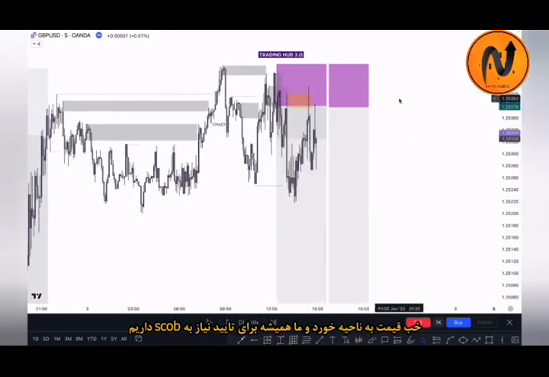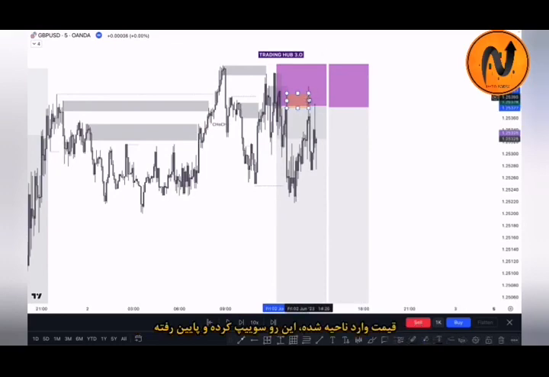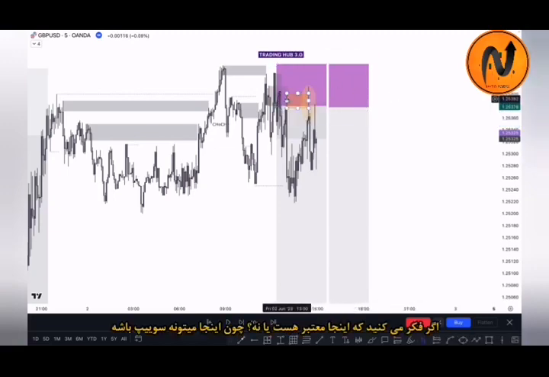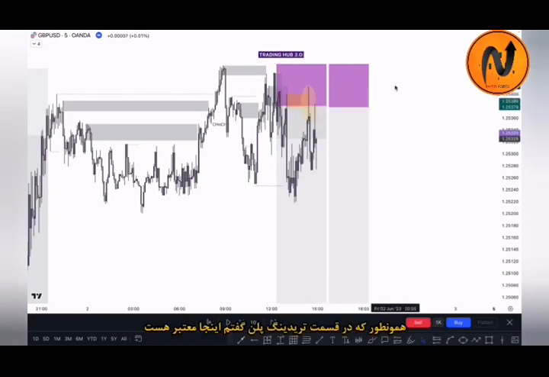Price taps here, and we always need a single candle order block as a confirmation. Price taps here, sweeps this one, pushes downside, and then what happened here? This became our single candle order block. If you are thinking whether this is valid or not, because this supply is swept, okay? This is valid, as I mentioned in the trading plan also.